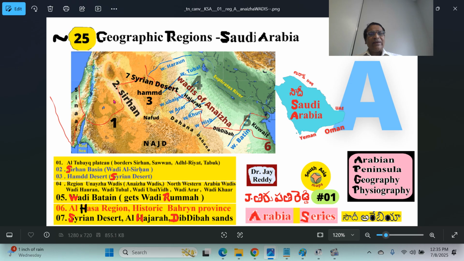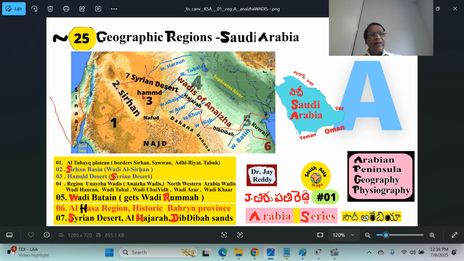Adjoining is the Sawan region, and south of that, and south of this Saudi Arabian Tabuk region, are the Tabuk Plateau and Tayma Plateau regions. This is part of the Sarawat Mountains. And you can see the Wadi Sirhan Basin that comes from Jordan and extends up to the Nafud desert area, mostly the Jawf province of Saudi Arabia. That is number one and two.